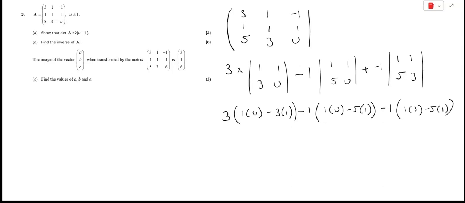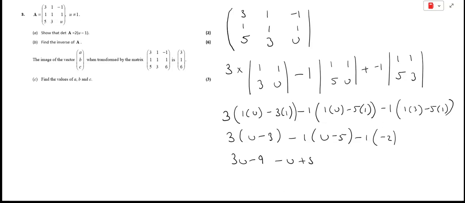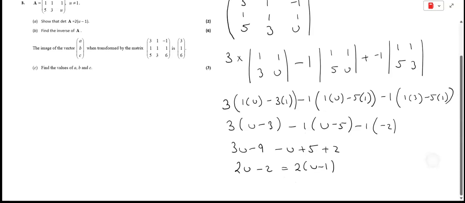And then that gives us 3 times u minus 3, minus 1 times u minus 5, minus 1 times 3 minus 5, which is minus 2. So that gives us 3u minus 9 minus u plus 5 plus 2, and that gives us 2u minus 2, which is 2(u minus 1), as they asked us to show.